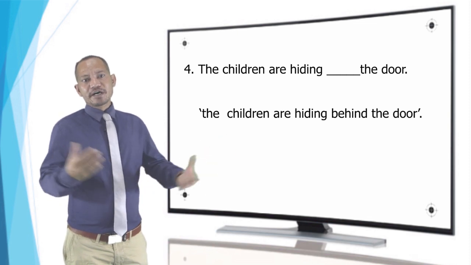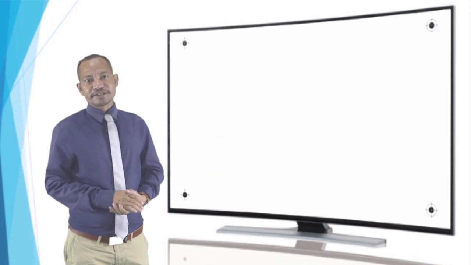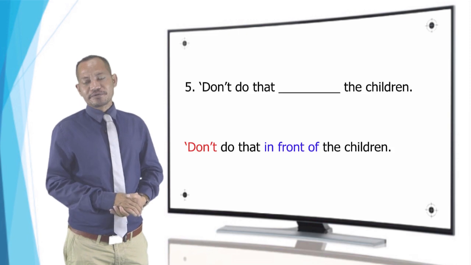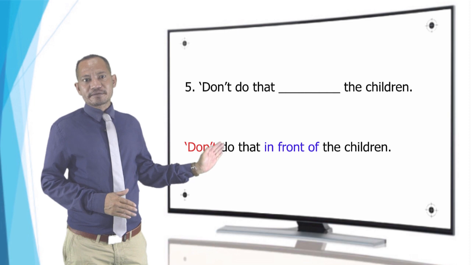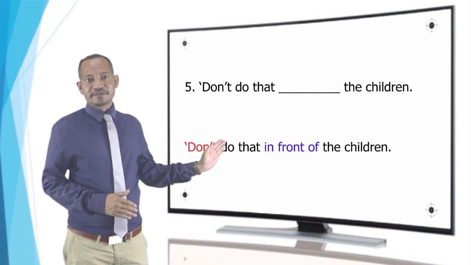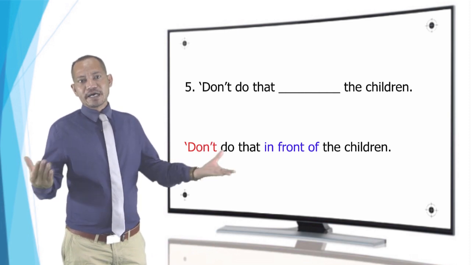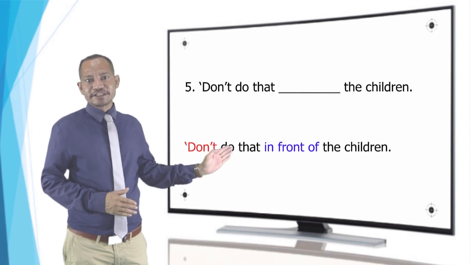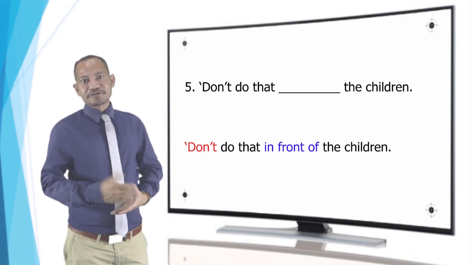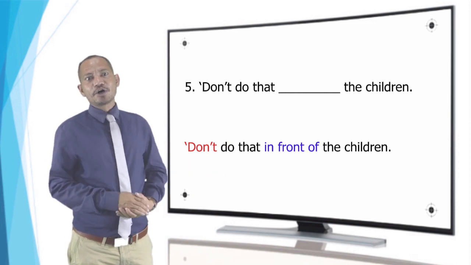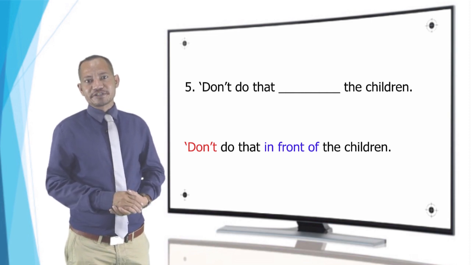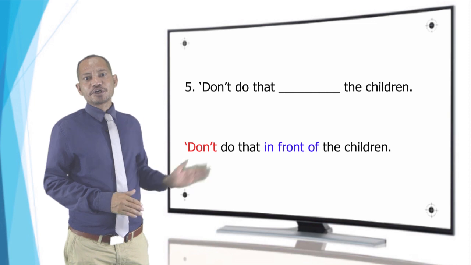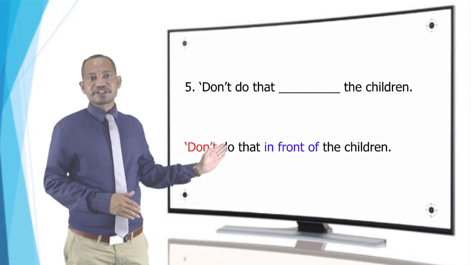Great. Now it's the last exercise. Exercise number 5. Don't do that blank the children. Now, is it behind the children? Or is it in front of the children? Or on the children? It's in front of the children. Good. So, don't do that in front of the children.